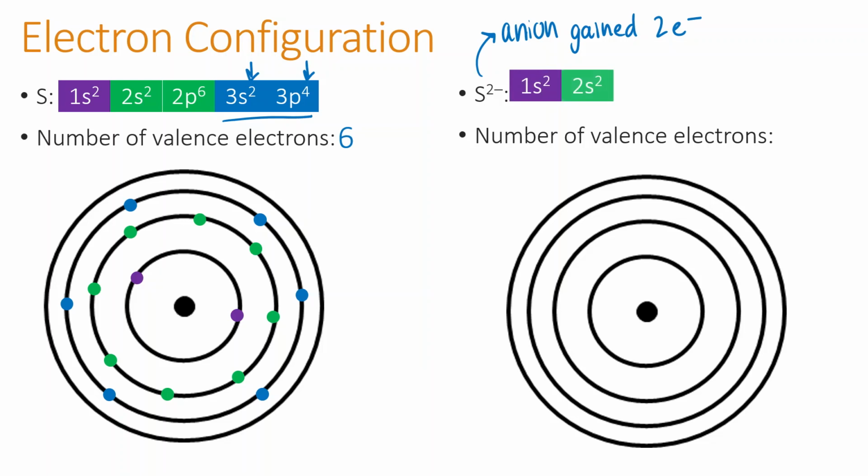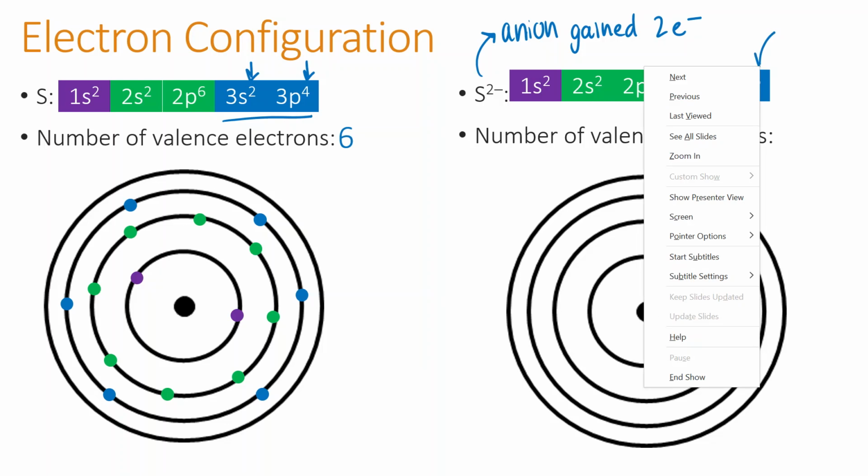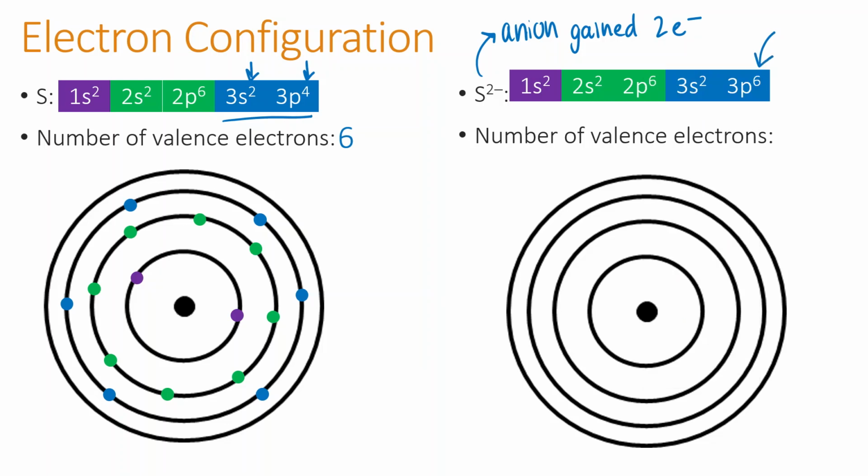So sulfur -2 is going to have the same configuration as sulfur, but we have 2 more valence electrons here. So instead of 3p4, we have 3p6. My highest energy level is energy level 3, and it has a total of 8 valence electrons. 2 in the first energy level, 8 in the second, and 8 in the third.